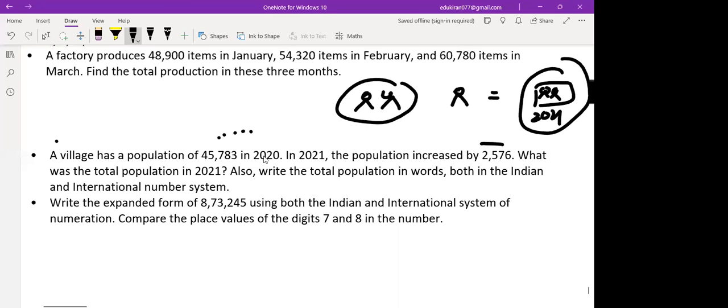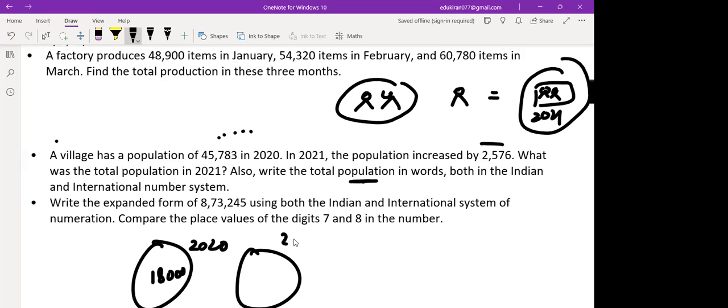Ma'am, I didn't understand. You add from 2020 only, then that becomes the total, no? So, ma'am, we have to add 45,783 plus 2,576. That is the population in 2021 and that is the total population. Same only. Yes. For example, in 2020, there are 18,000 people in India. Now, in 2021, 1,000 people got added. So now there are how many people? 19,000. So this is the total population of India, and this is also the total population of 2021. So they both are the same. Oh, so we are not supposed to add them, we are just supposed to add one time. Yes, they are the total. Okay, ma'am, I got it.